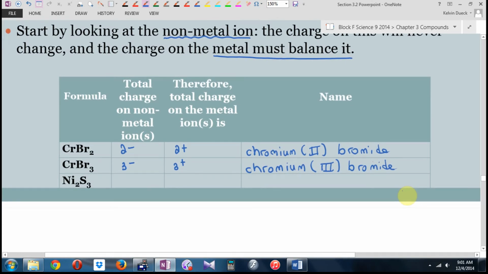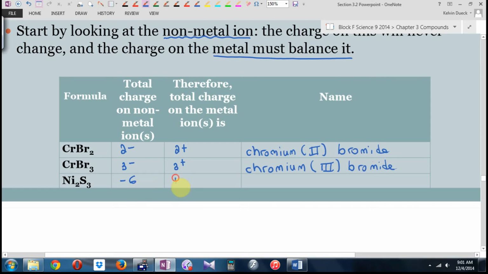Mateo, what's the charge on a single sulfur? Because the nonmetals don't change, I can use that to work my way backwards. How many sulfurs are there? Mateo, how many sulfurs are there? 3. So what's the grand total negative charge, Mateo? Times, right? So what does the grand total positive charge have to be to balance this?